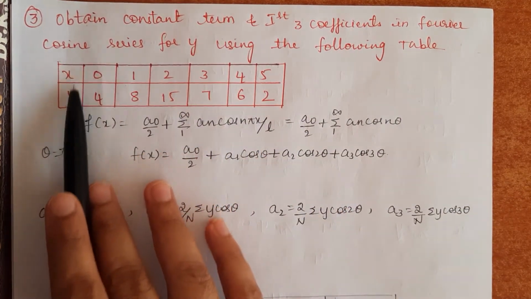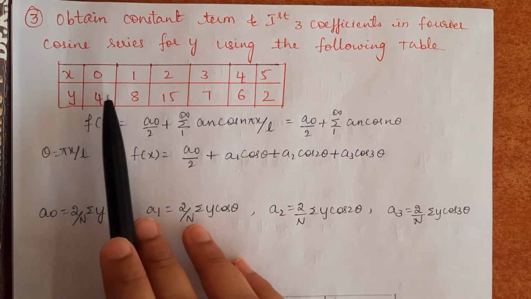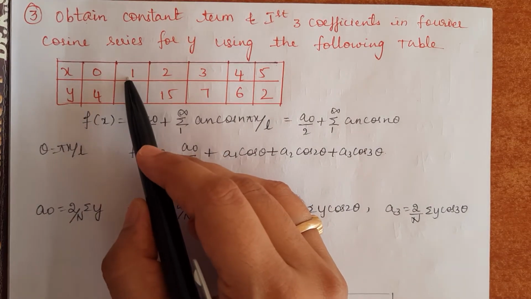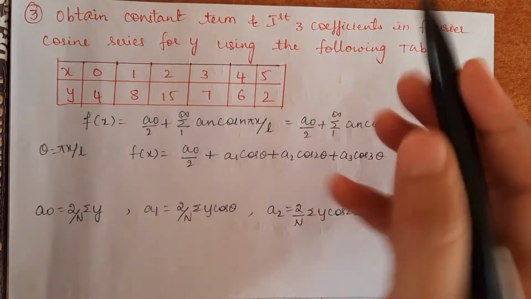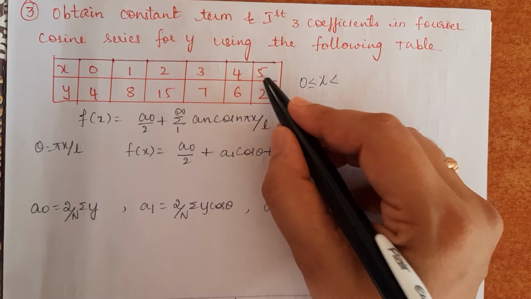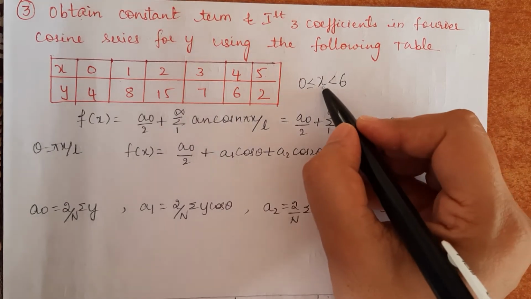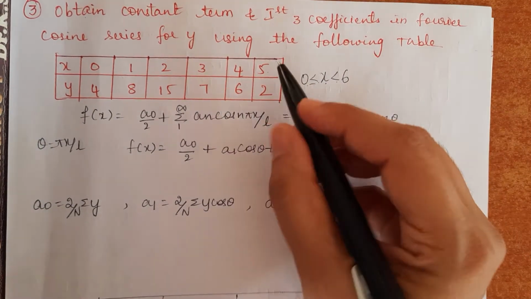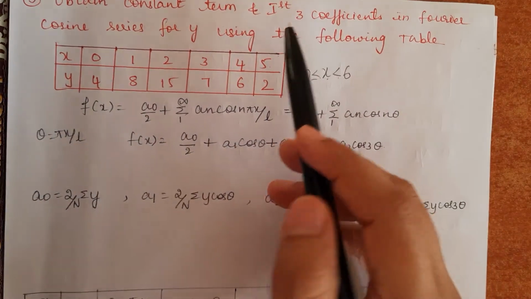This is the given set of x and y values: 0, 1, 2, 3, 4, 5 and the corresponding y values are 4, 8, 15, 7, 6, 2. So as I said in the previous problem, here x lies between 0 to 5, but we should take up the next value, that is 6. So x is 0 less than or equal to x less than 6, because we will compare this value with 0 to 2l or 0 to l.